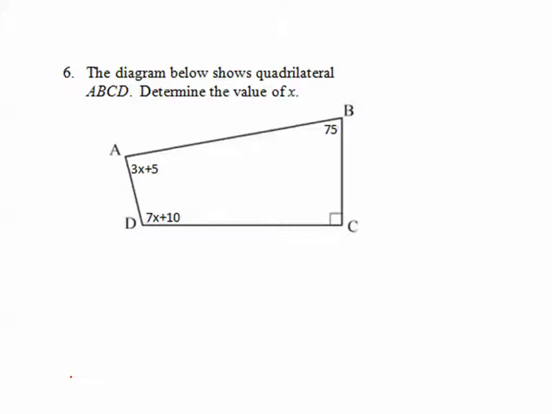The diagram below shows quadrilateral ABCD. Determine the value of x. Well, all the angles of a quadrilateral add up to 360. So what we have to do here is add these all up together. So we get 3x plus 5 plus 7x plus 10 plus 75 plus 90 equals 360.